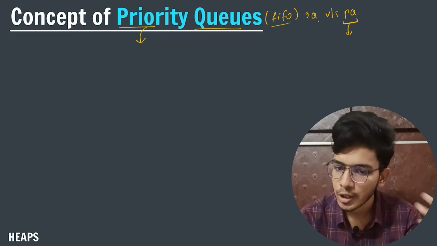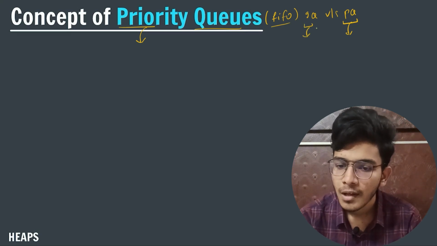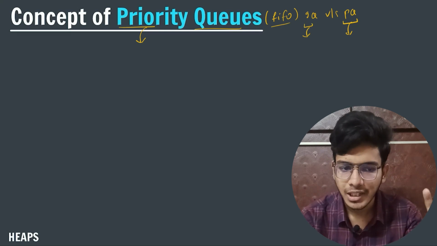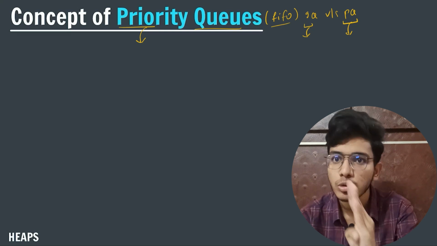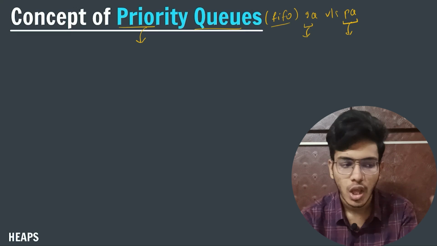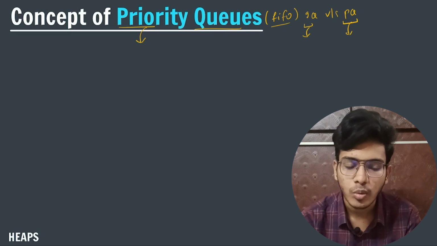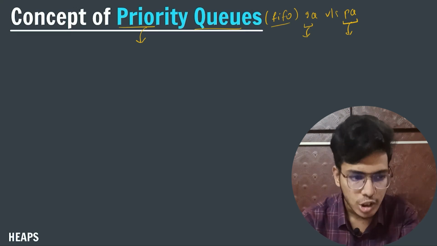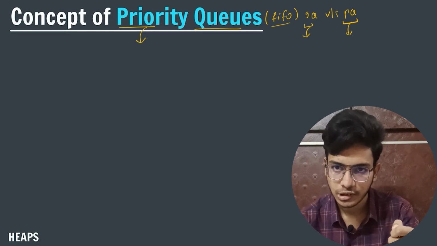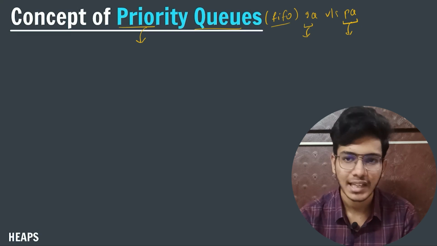Whereas in a general queue, a normal queue, we take whatever elements come, irrespective of priority. If the element comes first, we choose that element first. So this is the basic difference between a general queue and a priority queue. In a priority queue we create some priority, and based on this priority we take elements. This is a basic understanding of a priority queue.